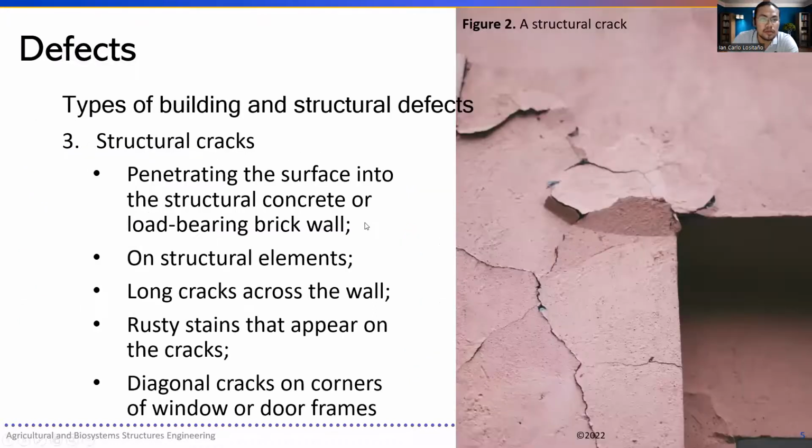Now let's proceed to other cracks. You still have here number 3, structural cracks, and they penetrate the surface into the structural portion of the concrete compared to non-structural cracks. This is of serious concern, and this is focusing already on the structural elements. There are usually long cracks across the wall and rusty stains appearing on the cracks. Diagonal cracks on corners are shown. That is a kind of structural crack that is of serious concern because that is in a door frame.